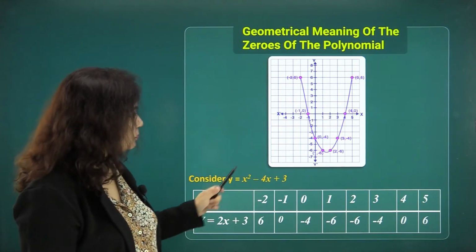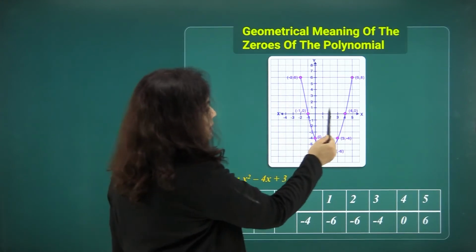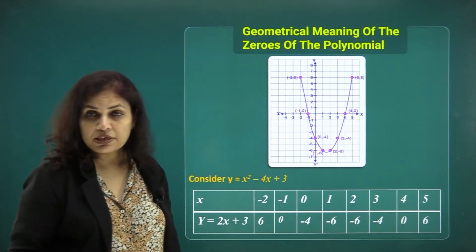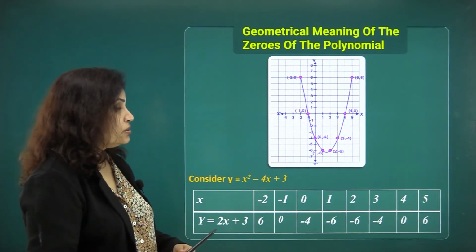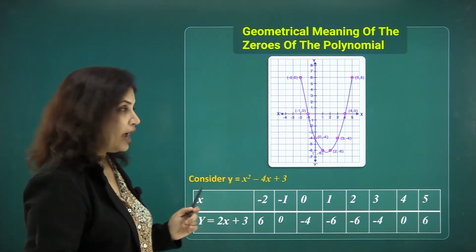Now, coming to the point of intersection, we can clearly see that the parabola intersects the x-axis at 2 points, two distinct points, which means that there are two zeros of the polynomial which are distinct and real.